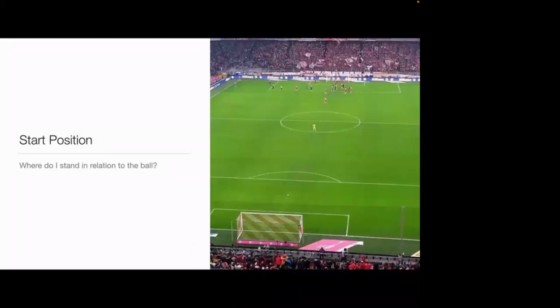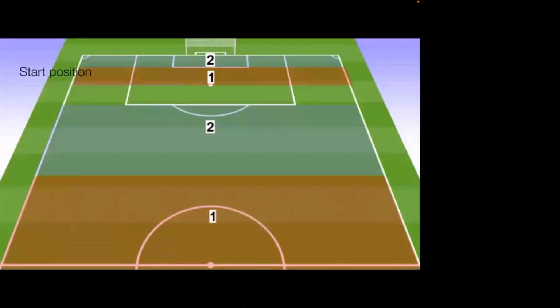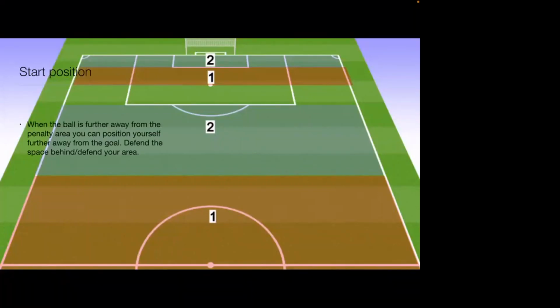Okay, so first of all, we're going to have a look at your start position. So where do you stand in relation to the ball? So what we've done is we've sectioned off into areas. So when the ball's further away from the penalty area, you can position yourself further away from your goal. So you're looking to defend the spacing behind your defenders and also defend your penalty area.